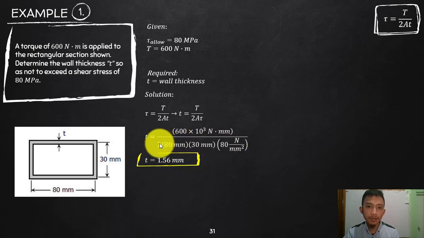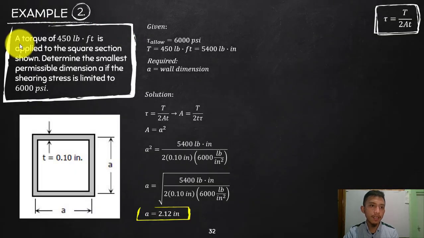So 2 times the area. What is the area? That is a rectangle, so center line dimensions, 80 times 30. That is the area enclosed. And then your shearing strength, that is the maximum, so that we will not exceed that, 80 megapascal. So look at this: millimeter squared cancels with this, Newton cancels, so your thickness will be left in millimeter. That will be 1.56 millimeter. So that should be the minimum thickness for that to handle 600 Newton meter.